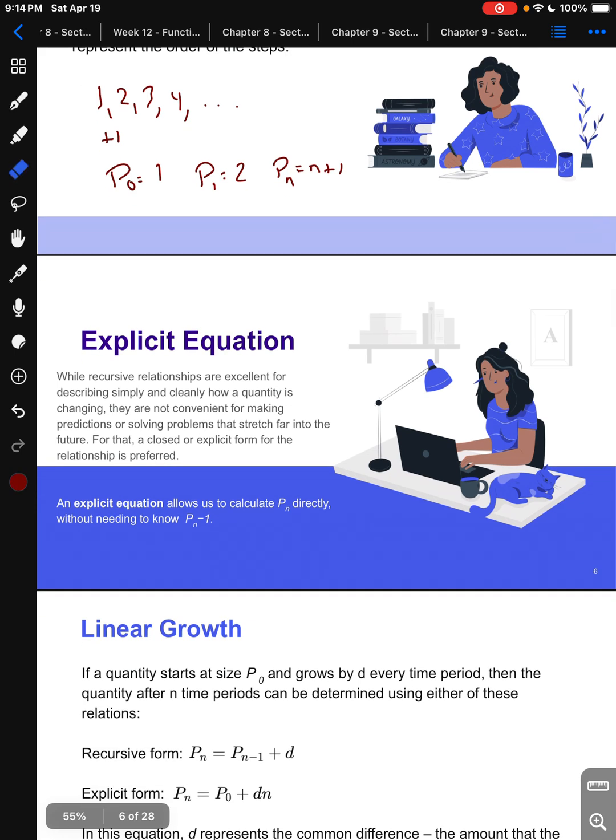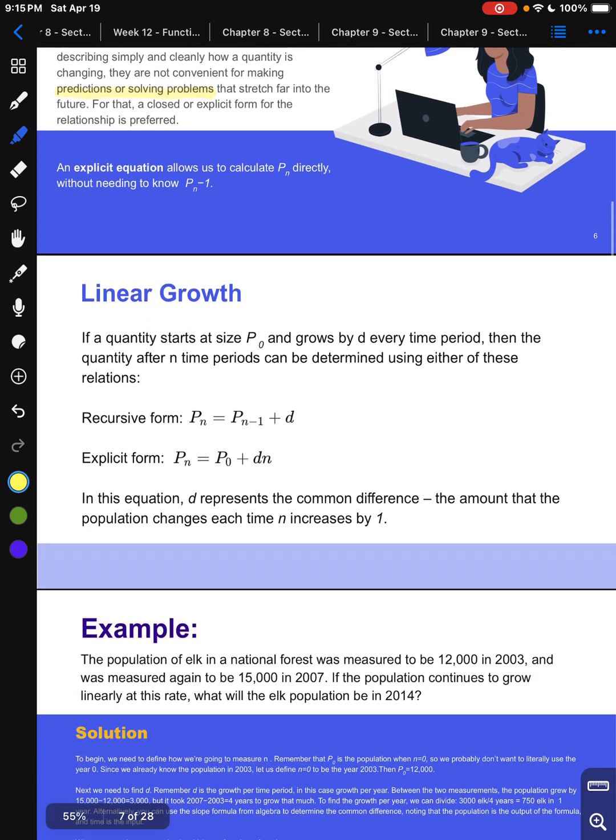Okay, let's talk about explicit equations. While recursive relationships are excellent for describing simply and cleanly how a quantity is changing, they are not convenient for making predictions or solving problems. So that's important. That stretch far into the future. For that, a closed or explicit form of relationship is preferred. So an explicit equation allows us to calculate p sub n directly without needing to know p sub n minus 1. Okay, so here we go. Here's an example.